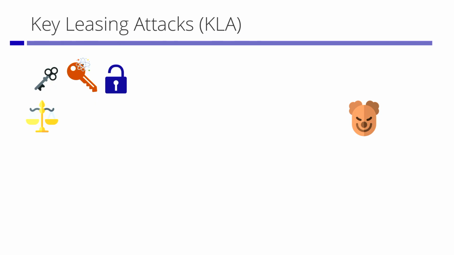Before I present our construction, I'm explaining the security notion for public key encryption with secure key leasing, which is called security against key leasing attacks. The challenger generates a public encryption key, a quantum decryption key, and the verification key. The adversary receives the encryption key and the quantum decryption key.